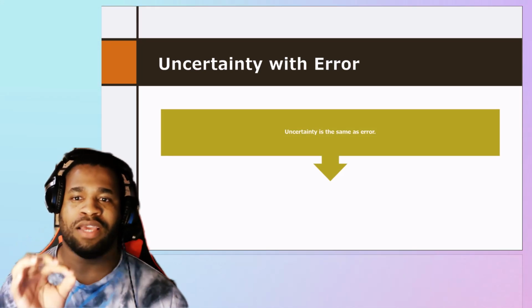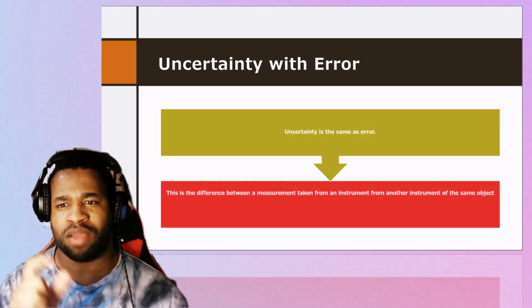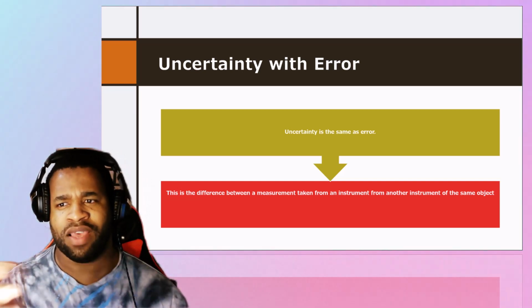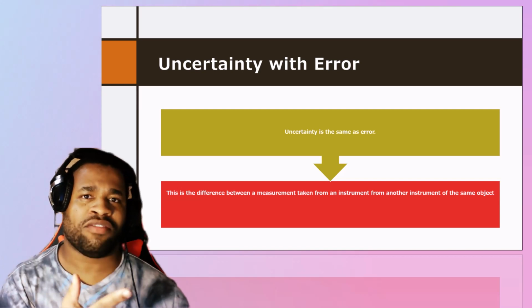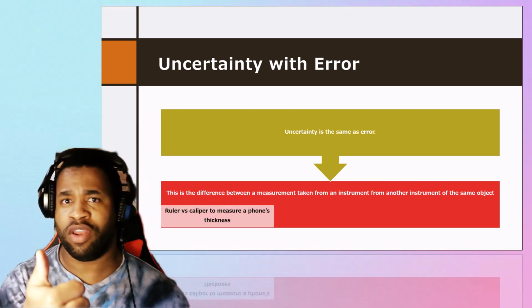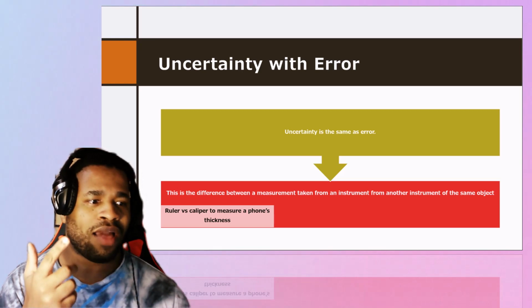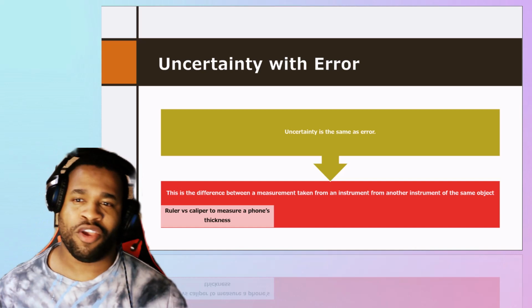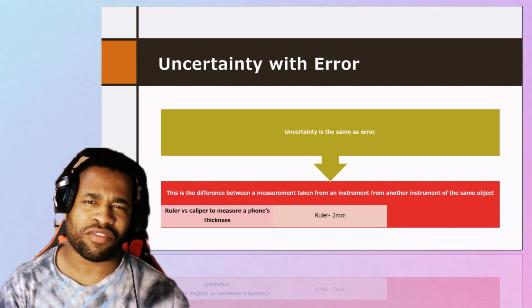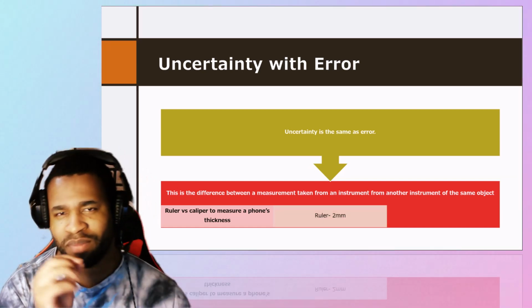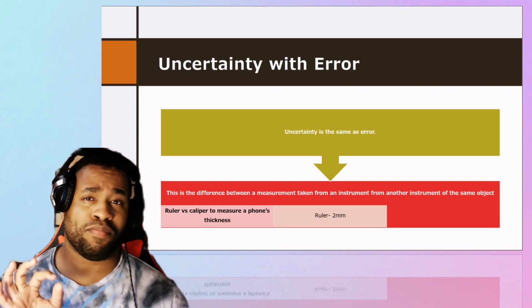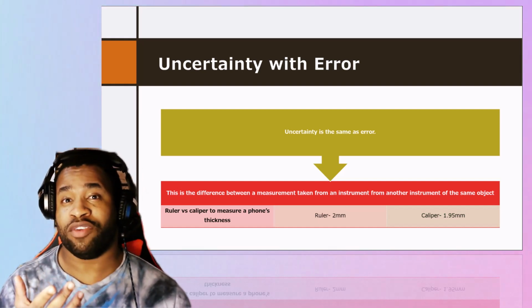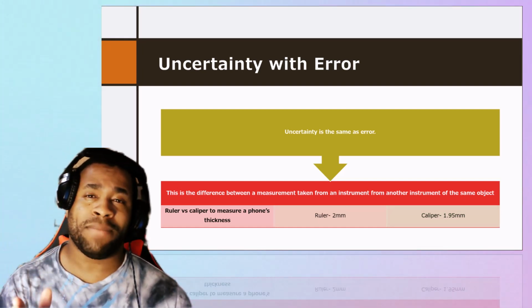This is the difference between the measurement taken from an instrument and another instrument of the same object, for example, a ruler versus a caliper. This is used in this case when measuring the thickness of a phone like this. You might be asking yourself, what is the thickness of the phone when you use a ruler? This gives you just 2 millimeters. However, when you use a caliper, we actually get 1.95 millimeters.